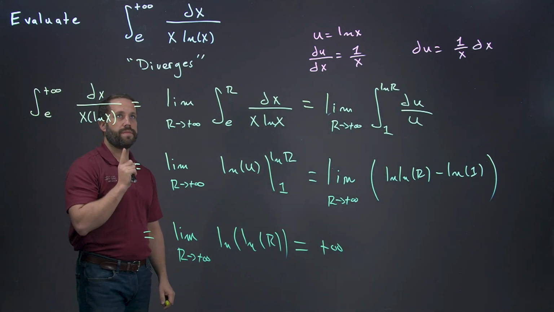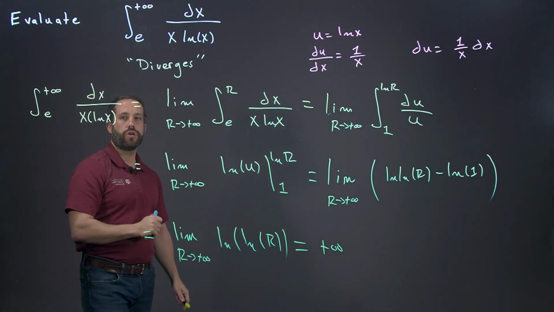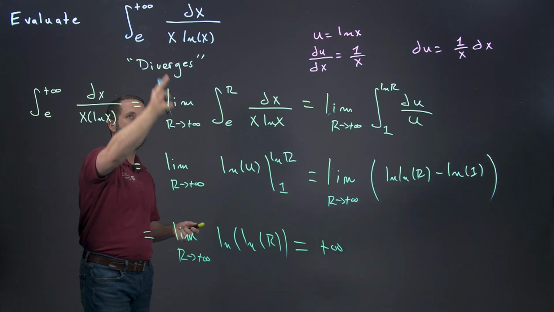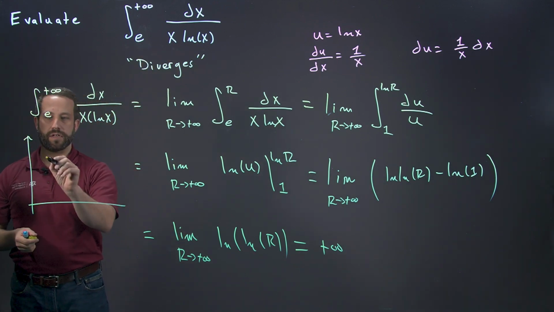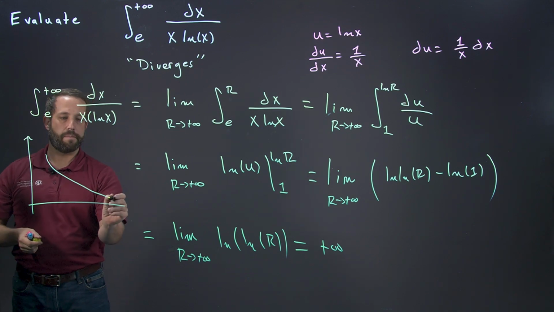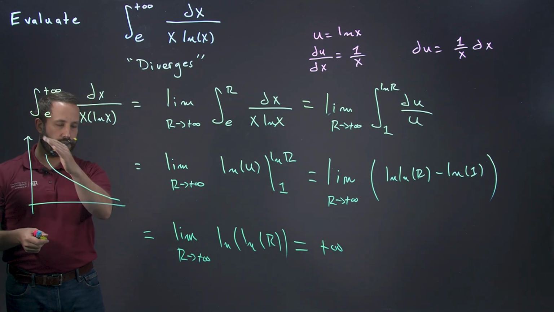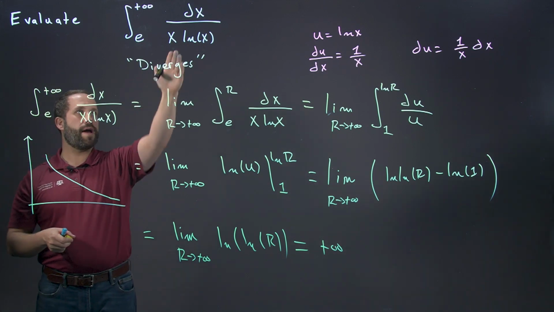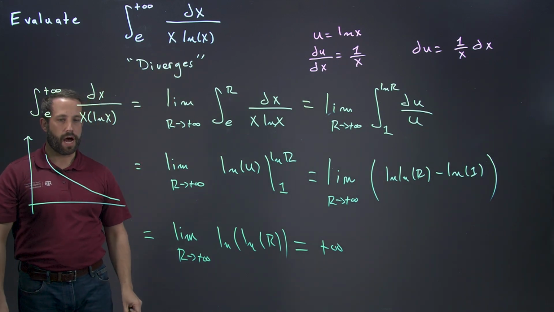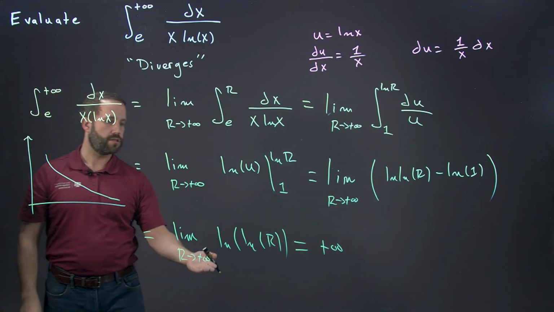The other thing that I want to mention is that the integral is infinite. If you look at the graph of this function, the graph is going to look something like this. But the function itself goes to 0 quickly, but not quite quickly enough to make this converge. And it actually diverges very, very slowly.